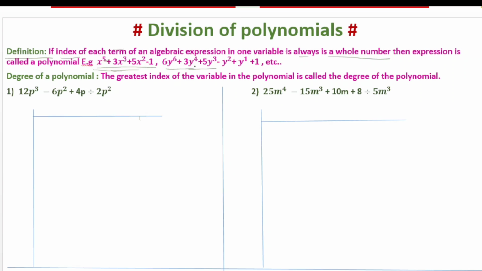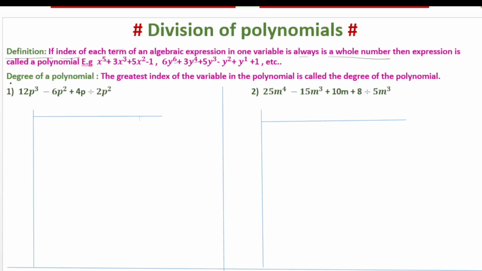Here we take the variable y, in a second algebraic expression: 6y raised to 6 plus 3y raised to 4 plus 5y cube minus y square plus y raised to 1 plus 1. It is also an example of a polynomial. Why is it called a polynomial? Because the index of the variable is a whole number. I hope you understood what a polynomial is.